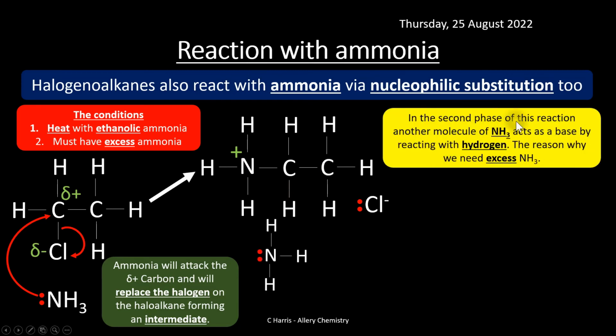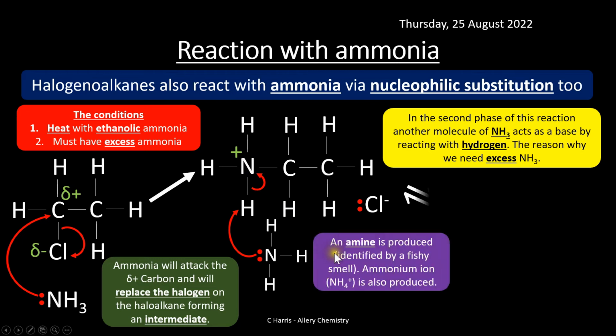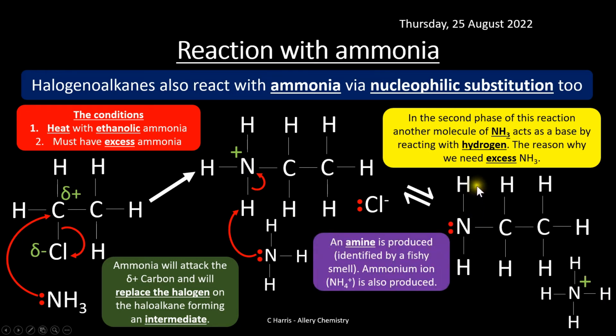So in the second phase of this reaction, we've got another molecule of NH3. This time, this NH3 is acting as a base, so it's a proton acceptor. Remember, this is why we have to have excess ammonia. What this is going to do is pick off a hydrogen here. So let's have a look. This lone pair of electrons is going to go in for the hydrogen here, and then the electrons in this bond are going to go into that nitrogen there, and neutralize that positive charge. So we're then going to have an amine that's formed. So this is your amine.